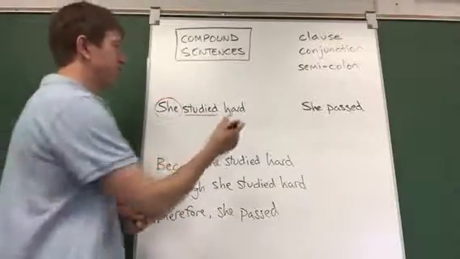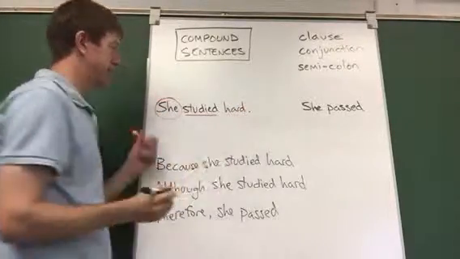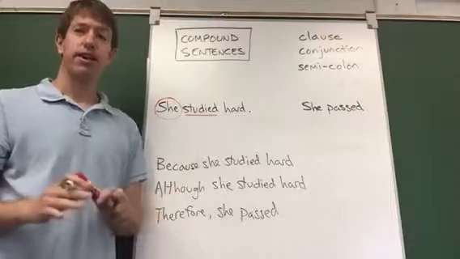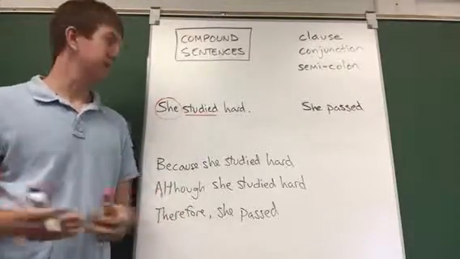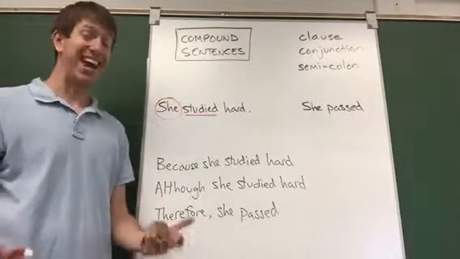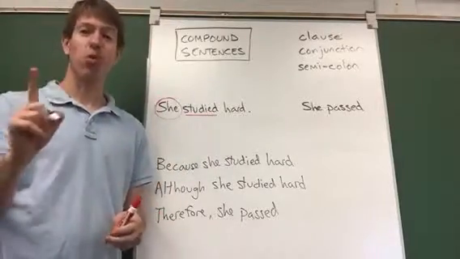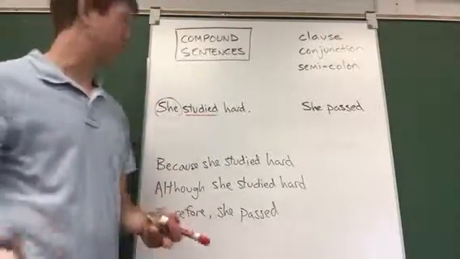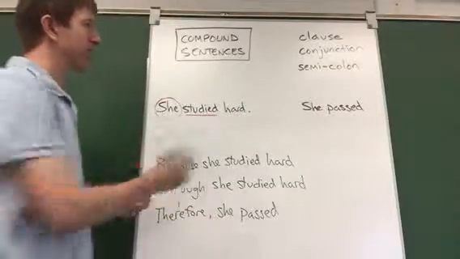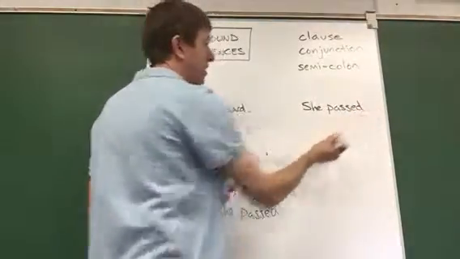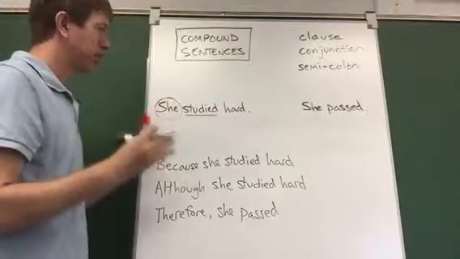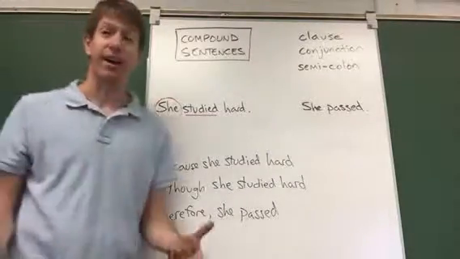Of course, you could have just one clause in a sentence, like she studied hard. That is what we call a simple sentence because it's simple. It has only one clause in it. A sentence with one clause is just called a simple sentence. Here's another simple sentence, she passed. These are simple sentences, only one clause. They're just fine.